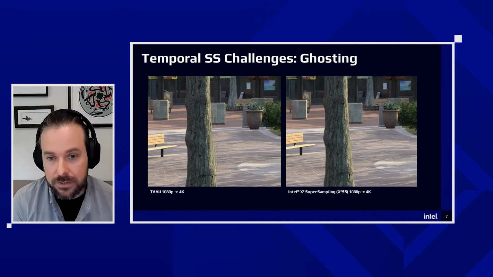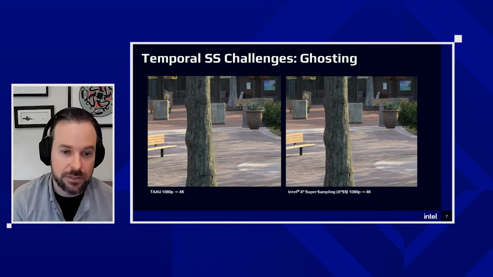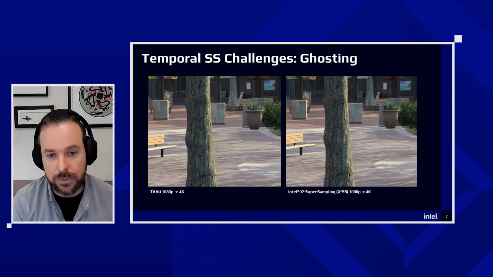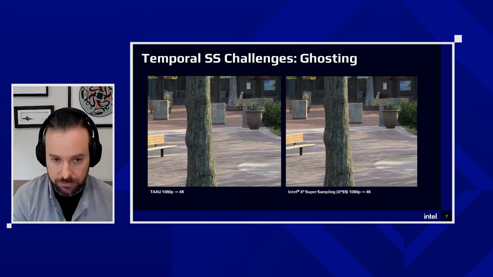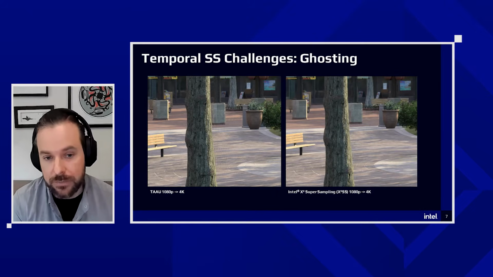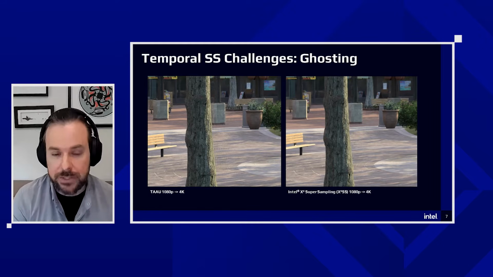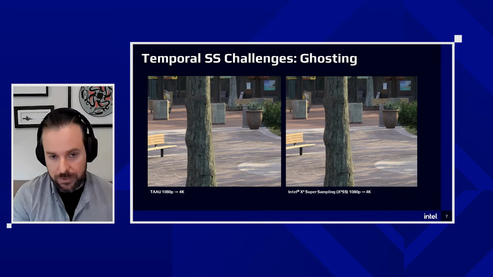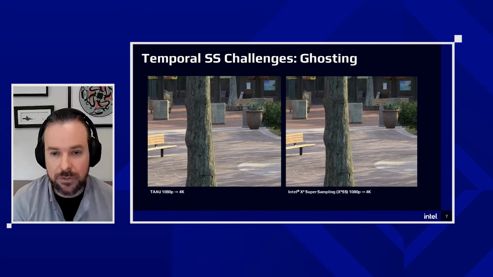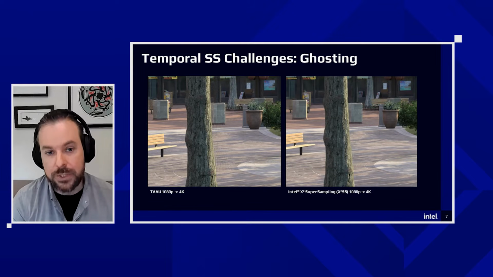So ghosting is an artifact that you see quite often with temporal anti-aliasing solutions, where if you have a dynamic object or the camera moves rapidly, you have these occlusions. So an object moves and pixels in the background are revealed that were not in the previous frames. And since these techniques rely on tracking the history of a pixel, if you have a new pixel that was not in the previous frames, you have to know if you can use that history for the pixel or not. So you have to have a smart way to distinguish when you want to use the history and when you need to discard it.